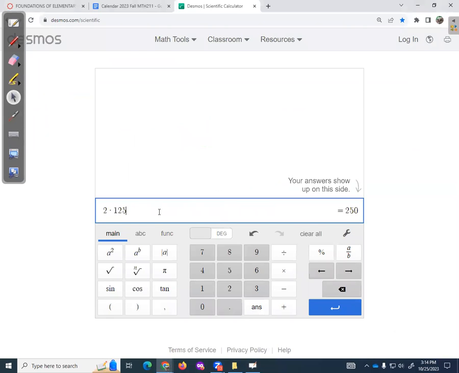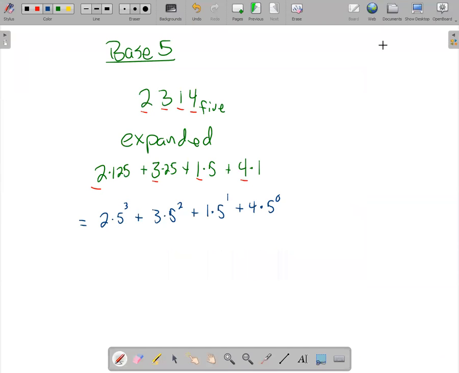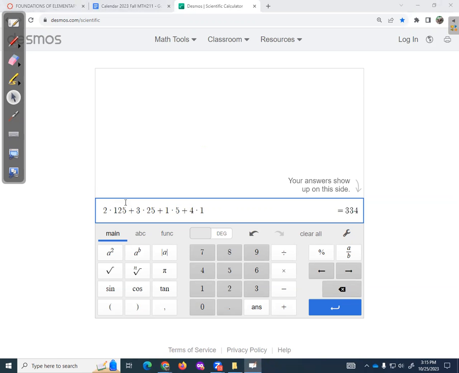Two 125s, 3 25s, 1 5, and 4 ones. 2 3 1 4. I think I got all that right. 250 plus 75 plus 5 plus 4. So I get in base 10, it's 334.